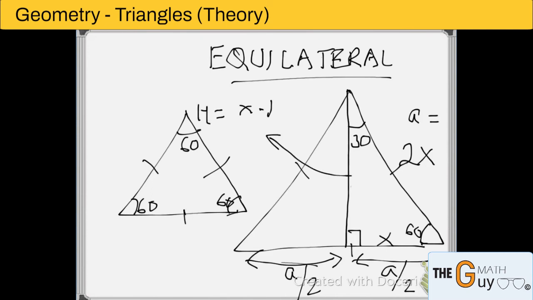x times root 3, and root 3 is roughly 1.7. Alright, so still less than 2. Hypotenuse is still the longest, right? And this is equal to root 3 over 2 times a. Okay, whichever makes it easier for you. I'm going to summarize this in the next slide.